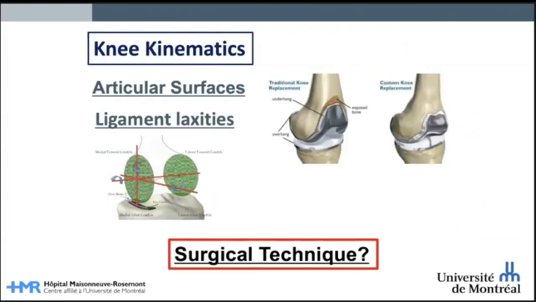So we saw that the knee kinematics of a knee, native or prosthetic, depends on the articular surface geometry and on the ligament laxities, and then we should look at our surgical technique. How can we have a positive effect in the restoration of the normal knee kinematic during the operative time?